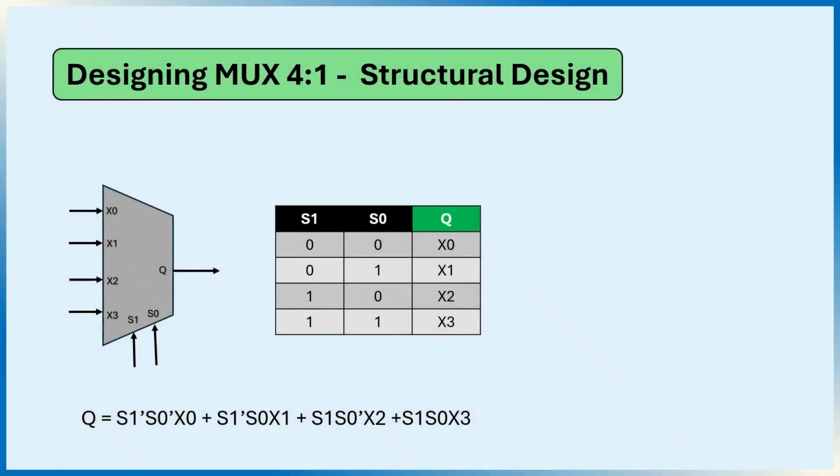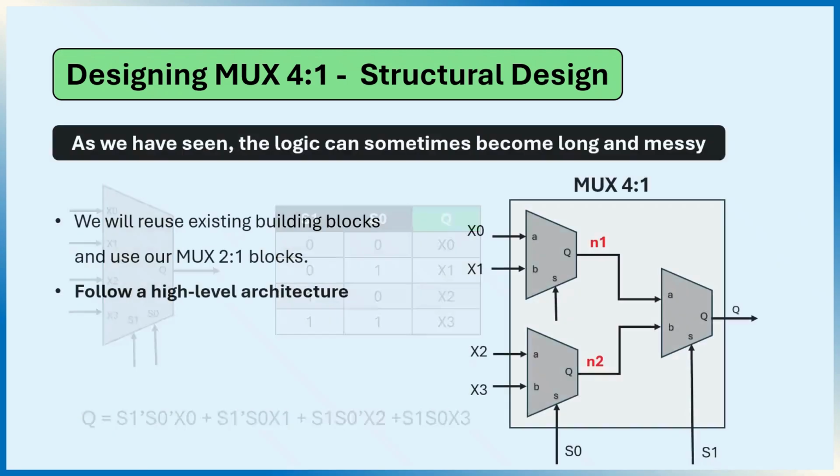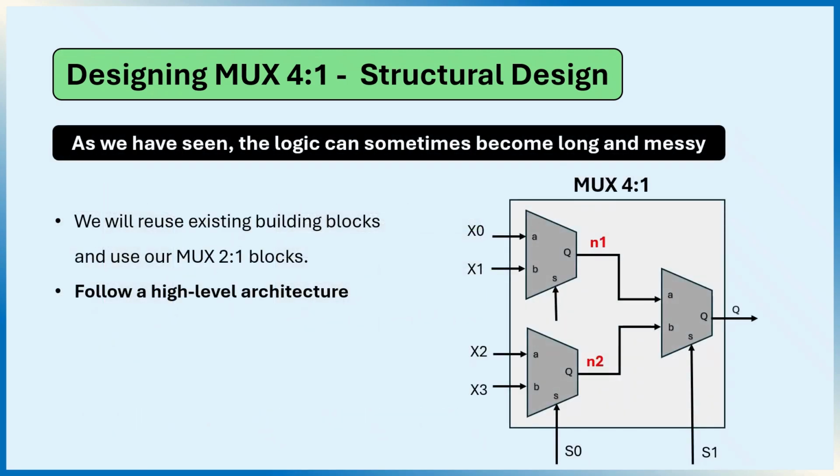Here we see the equation for a 4-to-1 multiplexer. To make the design easier to manage, we will break the logic into smaller building blocks. As we have seen, the full equation can look long and messy. A good practice is to reuse existing modules. So in this design, we will build the 4-to-1 multiplexer using our 2-to-1 multiplexer blocks, following a high-level architecture.